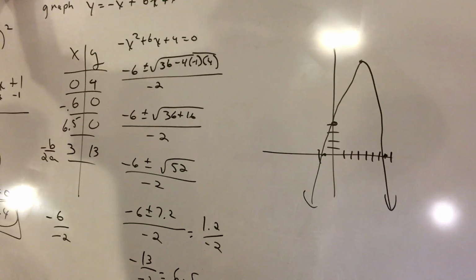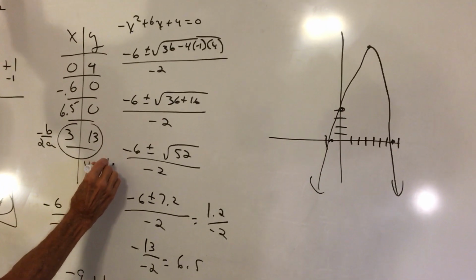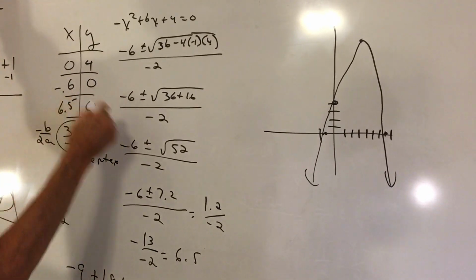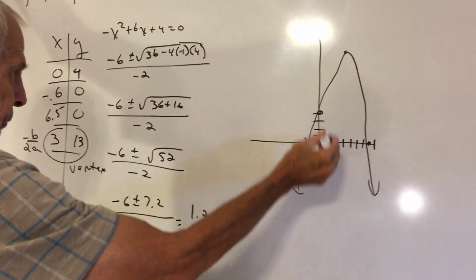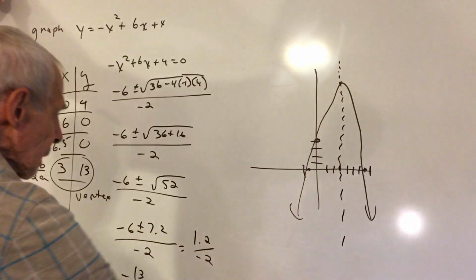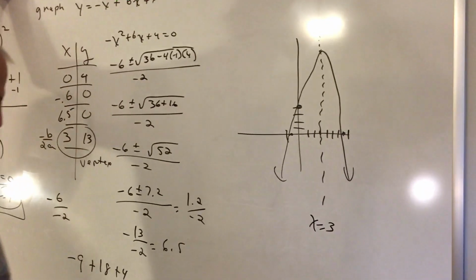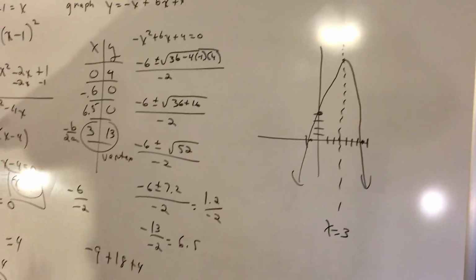Just like that. The vertex is there. These are the intercepts, and the axis of symmetry is x equals 3. All right, that's good.